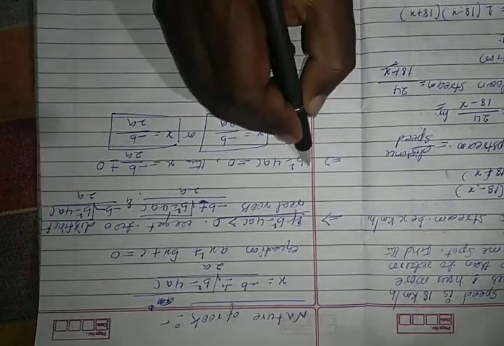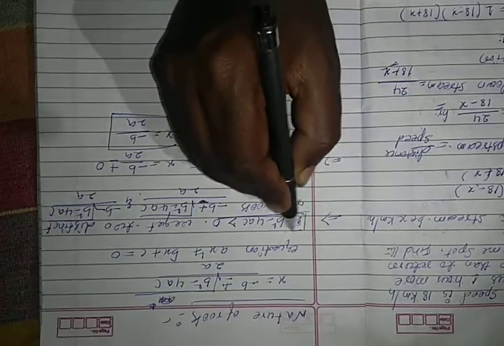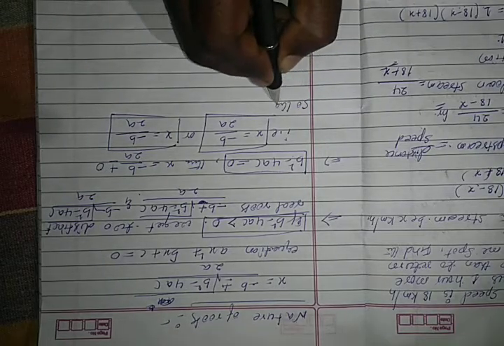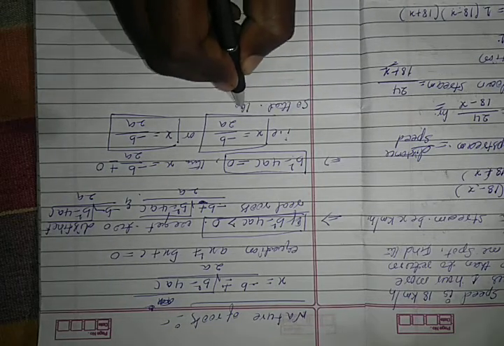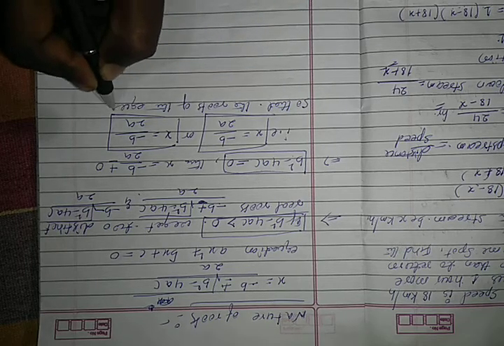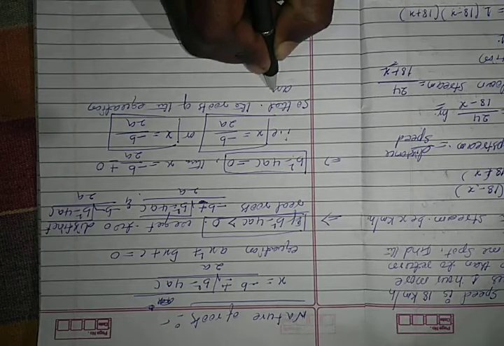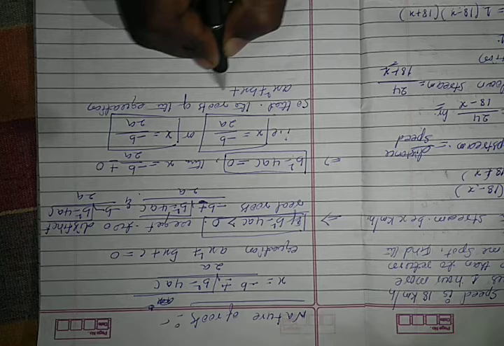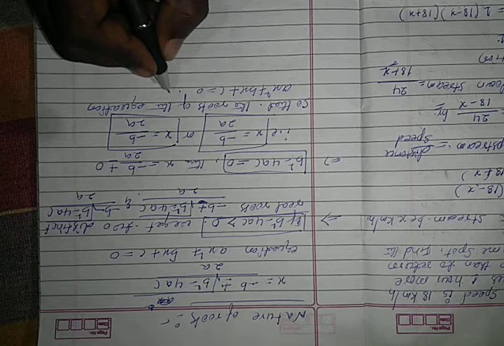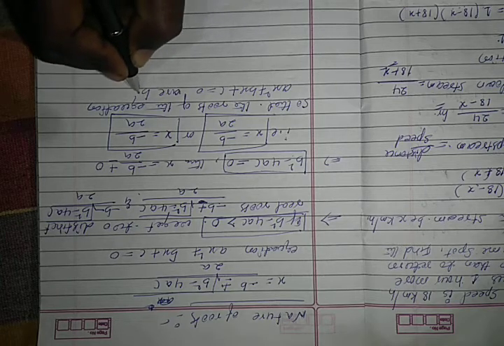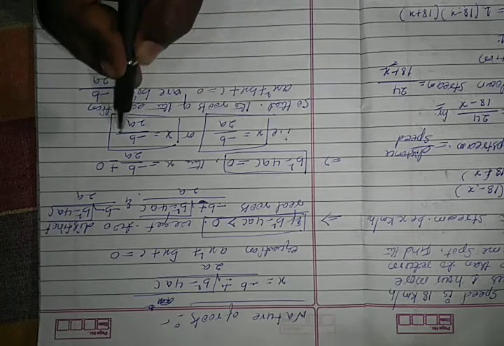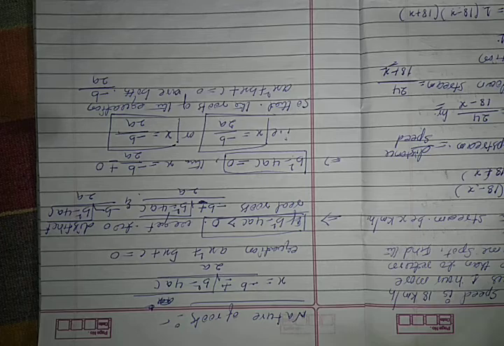When b square minus 4ac is equal to 0, here, where it was b square minus 4ac greater than 0, the roots of the equation ax square plus bx plus c is equal to 0 are both minus b divided by 2a. Both are minus b divided by 2a.